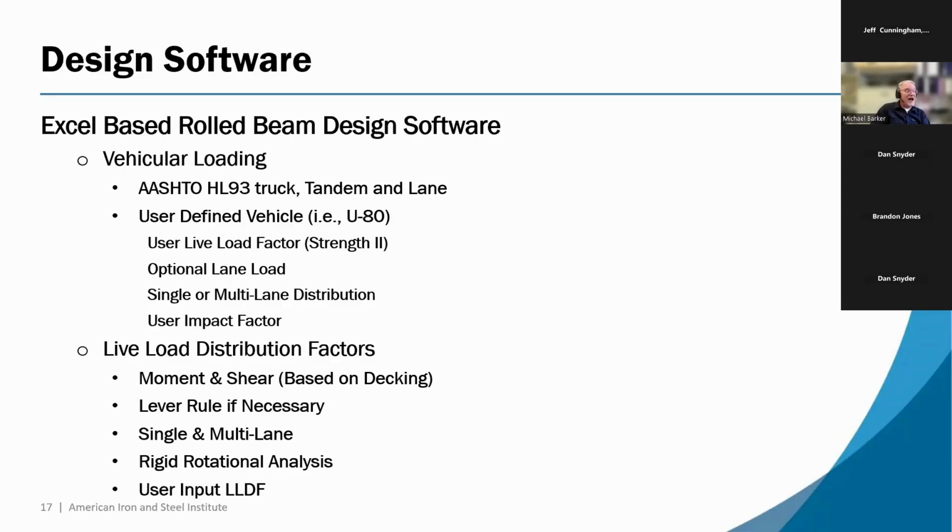And then, of course, those live load distribution factors are important, and they're one of the hardest parts of designing a bridge, and it takes care of all of the different AASHTO requirements for that, whether it's an interior girder or an exterior girder, even with the rigid rotational analysis. And we have different live load factors, whether it's wood or concrete or corrugated metal deck and all that kind of stuff.